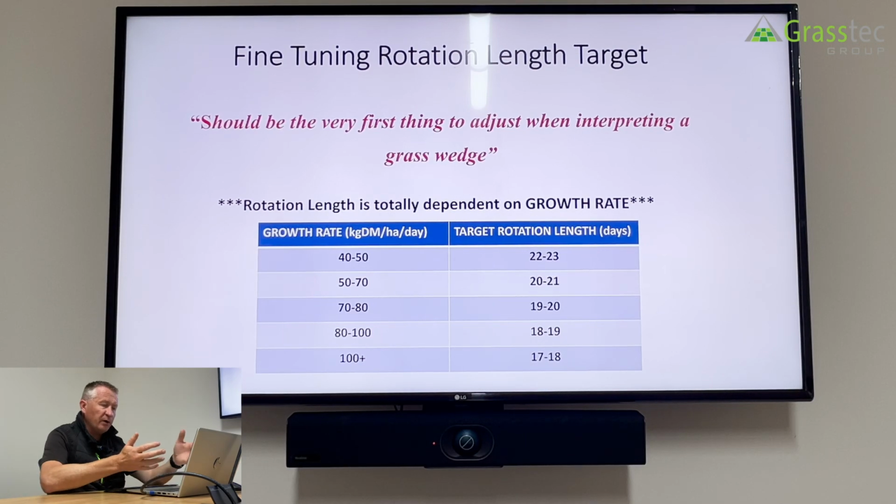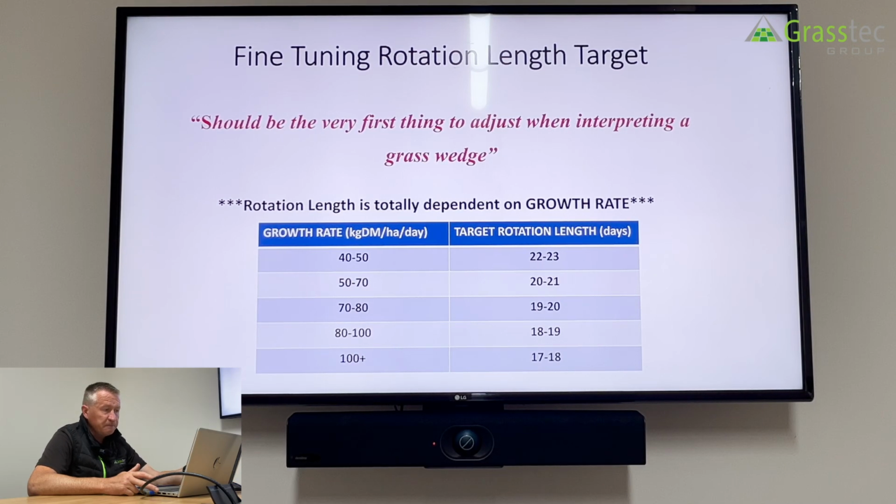You're just after measuring your farm. Now you need to know, do I need to change any management practices over the next week ahead? The first thing you need to change is rotation length, and that is dependent on the growth that you expect to get. So you can see in the table, if growths are expected to be low, you need to lengthen the rotation length. If growths are expected to be high, you need to speed up, you need to shorten the rotation length. And this is very important in the context of interpreting a grass wedge.